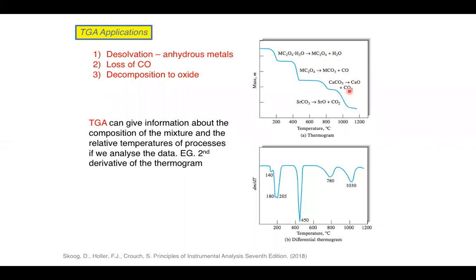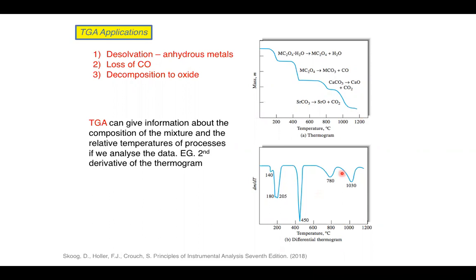And then if we have a mixture of different components, we can see then when the other decomposition processes occur. So TGA can give information about the composition of the mixture and the relative temperatures of the processes if we analyze the data, for example, using a second derivative of the thermogram. So basically this is just this. What we've done is we've taken a second derivative of it.